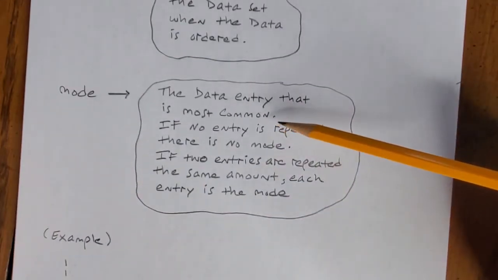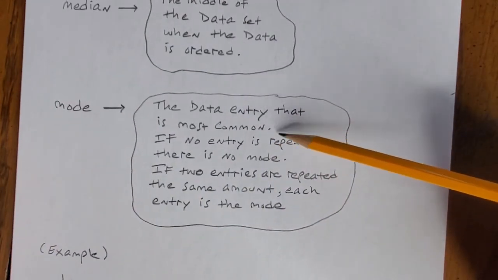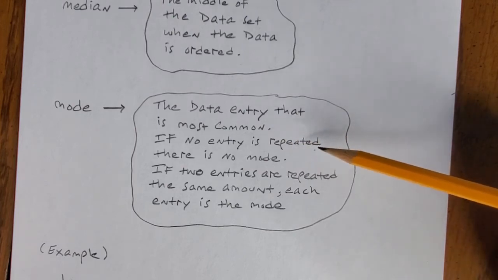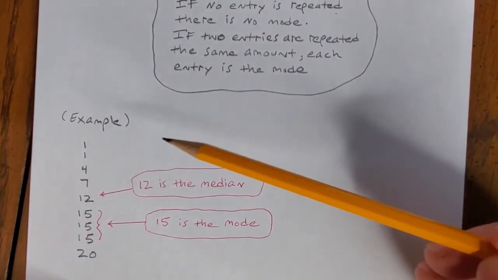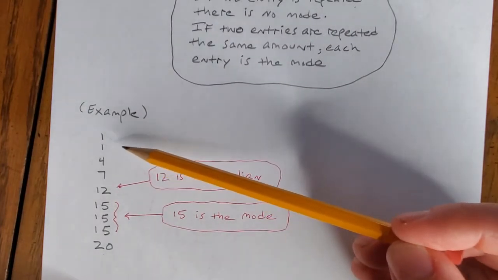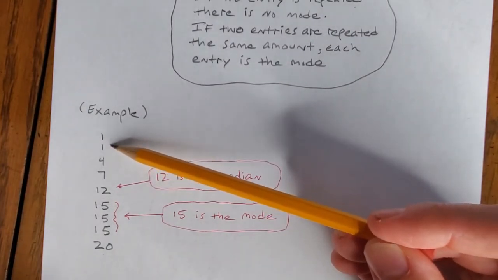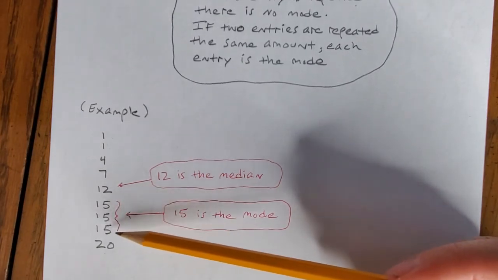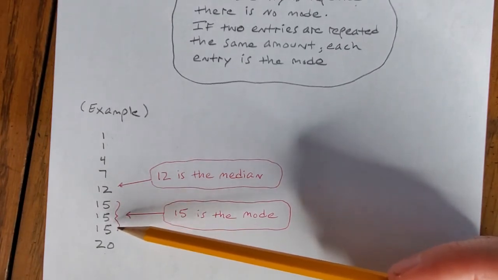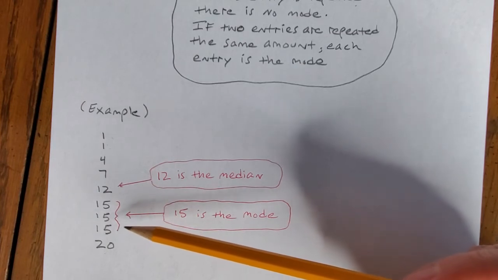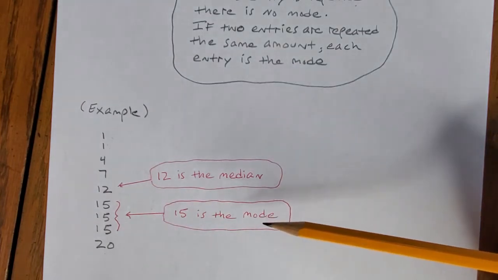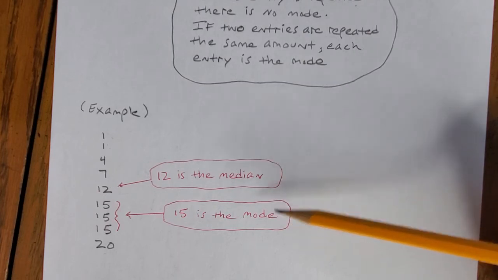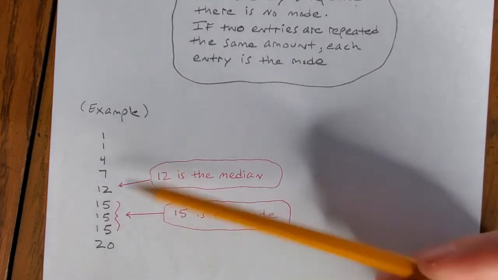What do we say about the mode, the data entry that is the most common? Common meaning it's repeated more than the others? Well, I notice here that 1 is repeated, and it's there twice. But 15 is repeated, and it's there 3 times. So 15 is the most common number in the data set. So 15 is the mode, all right? Okay, so that's what the median and the mode are with a simple example.